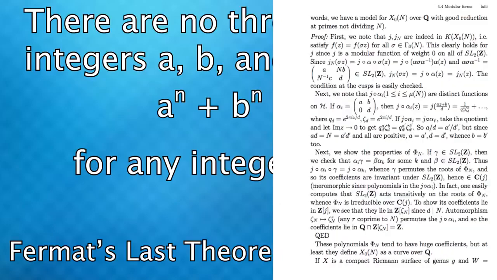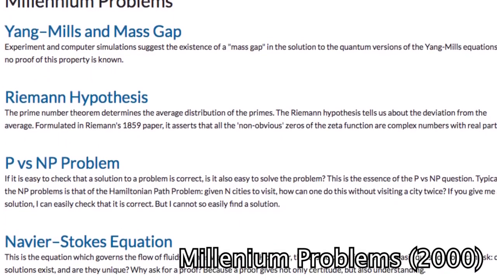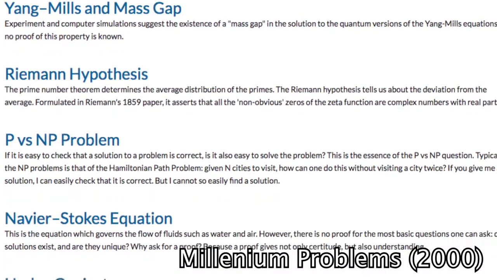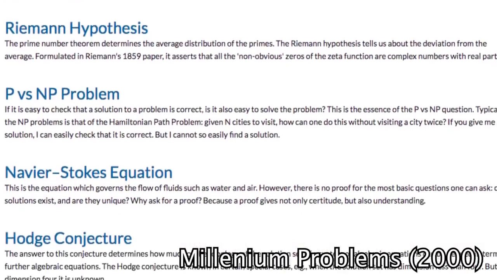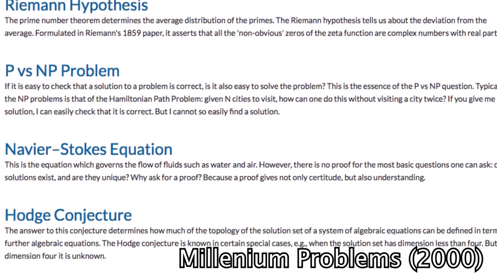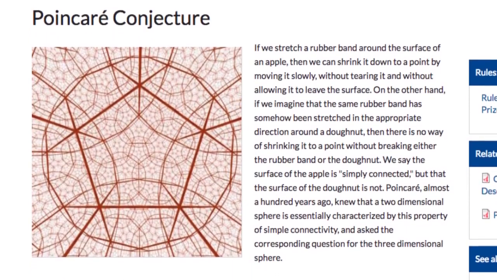And last is the Millennium Prize problems, which are 7 very difficult problems within mathematics. These 7 were decided on at a conference about 2 decades ago, and each question comes with a $1 million prize if you solve it. But so far only 1 of the 7 has been solved, which was the Poincare conjecture proven in 2003.